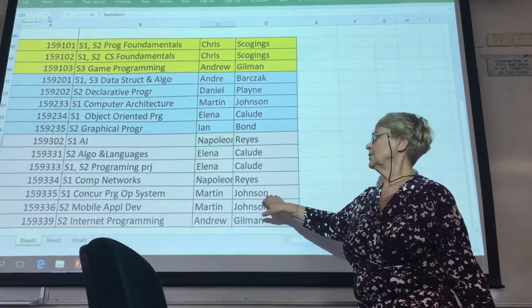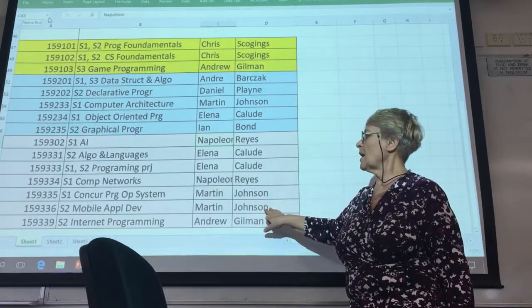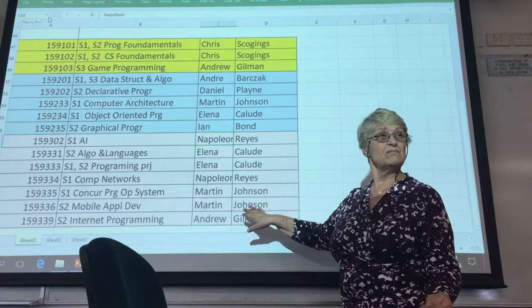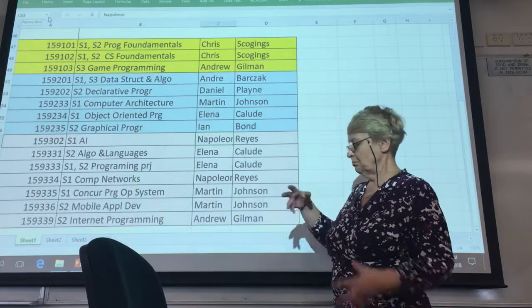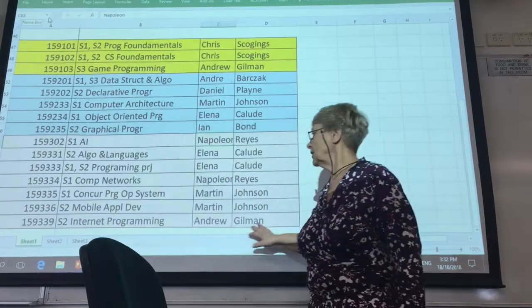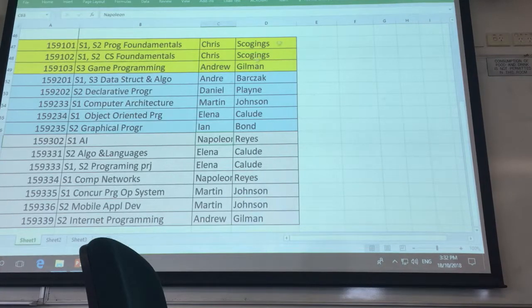Concurrent programming and operating systems, Martin is teaching in semester 1. Martin is teaching in semester 2 mobile application development, and as I know, he uses Java. Yeah, it's Java for this. So maybe you want to read a little bit more about Java. And semester 2 internet programming, which is taught by Andrew Gilman, and there he teaches a little bit of JavaScript or a little bit of PHP, so you know more about how to program.